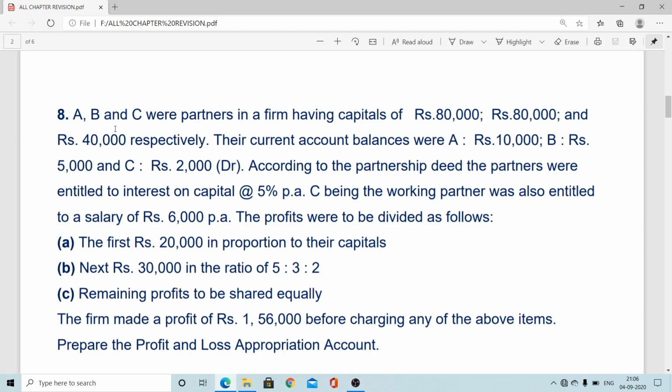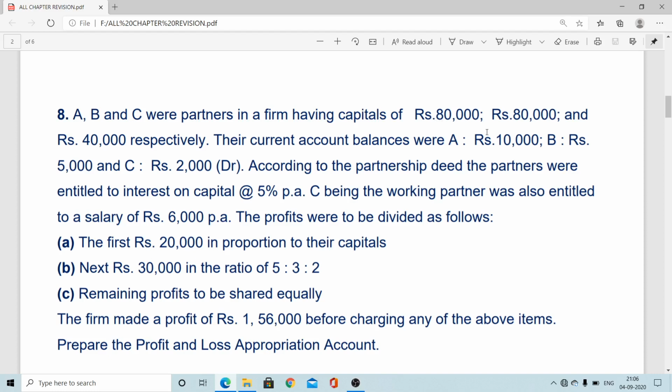We have already done this type of problem. There are 3 partners, A, B, C. Their capital and current account balance are provided, and according to the partnership deed they will get interest on capital as well as salary. So here we have to find out the share of profit by preparing a profit and loss appropriation account, but profit under different slabs, that is, first 20,000 in their capital ratio.